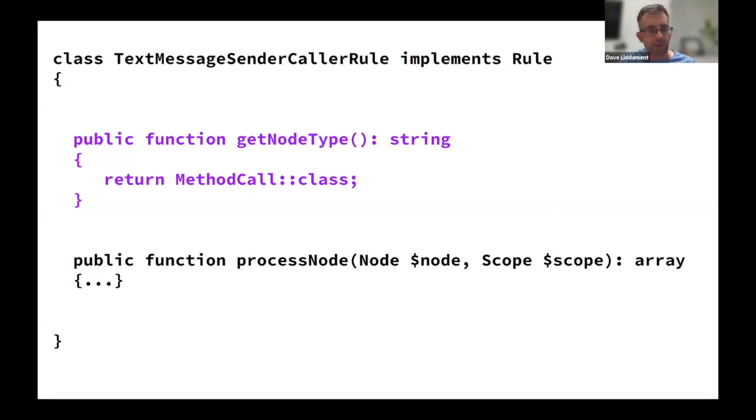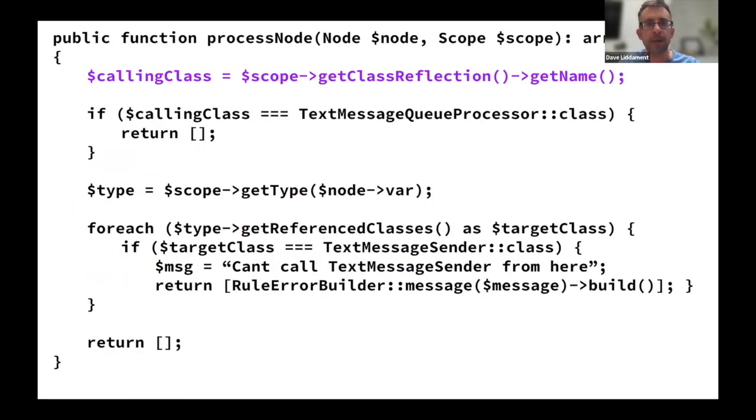This means that every time PHP Stan comes across a node in the code base that is of type method call, this rule will get called. Specifically, the process node method will get called. So the first question we are going to ask in our process node is what class we were in when we made this method call.